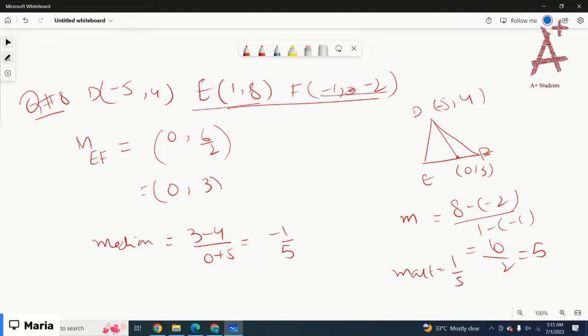Okay, you can see the altitude and the median go through the same point and have the same slope. So they have the same line. You can see their slopes are exactly the same. So that means they are the same line. Got it?